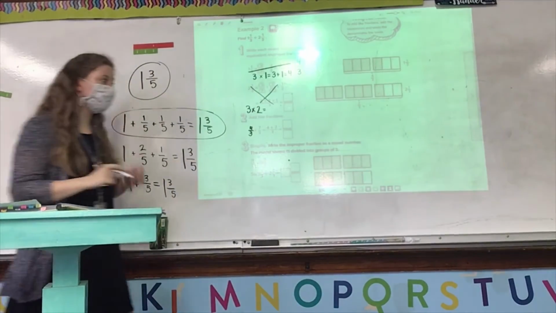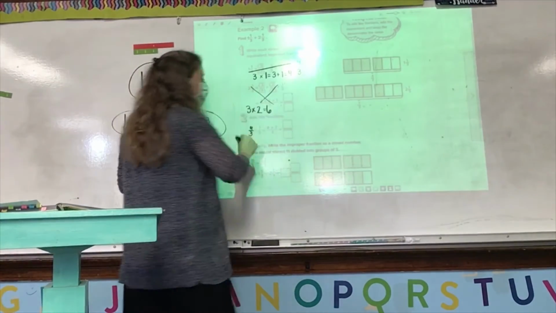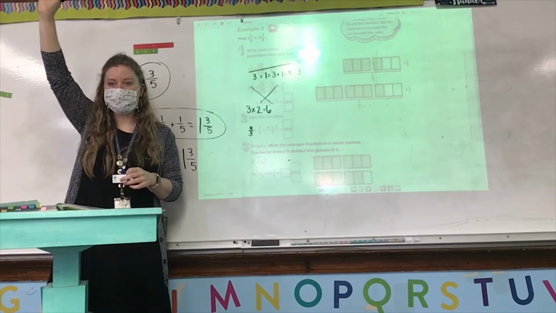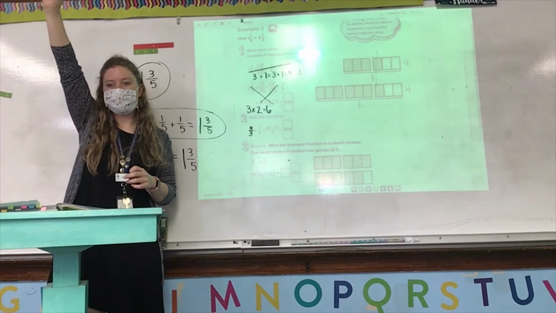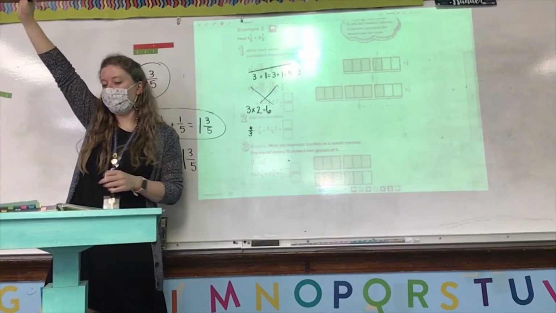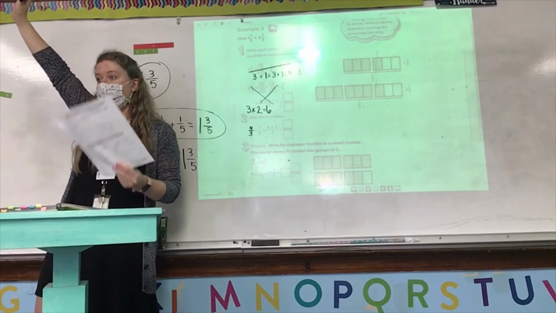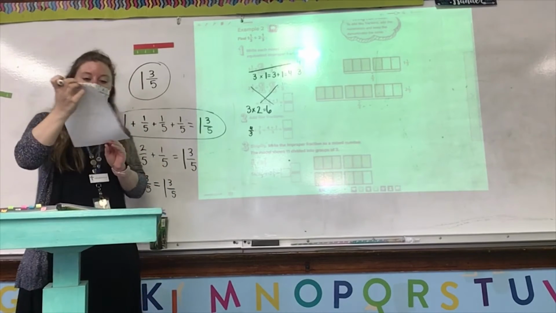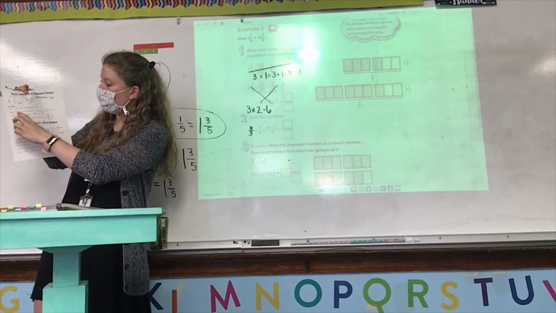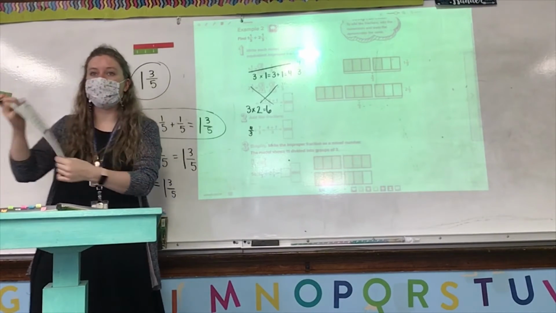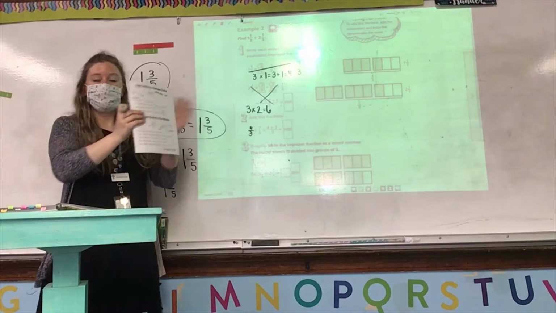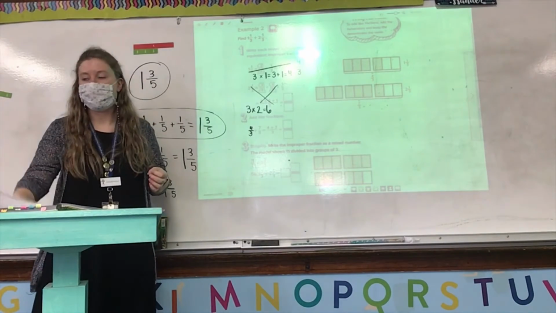Class, 3 times 2 is? 6. What do we do next? Same people, you have it right in front of you. There's no excuse to not raise your hand and participate. Zari just told us the first step: multiply the denominator by the whole number. So we know it, because it's written right here, what to do next.